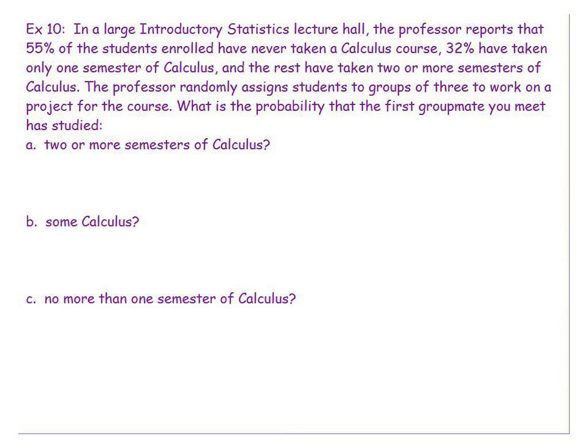In a large introductory statistics lecture hall, the professor reports that 55% of the students enrolled have never taken a calculus course, 32% have taken only one semester of calculus, and the rest have taken 2 or more. So we have 55% who have never taken, and we'll do some color coding here. We have 32% who have taken only one semester, and then we have the rest who have taken 2 or more semesters of calculus. The professor randomly assigns students to groups of 3 to work on a project for the course.